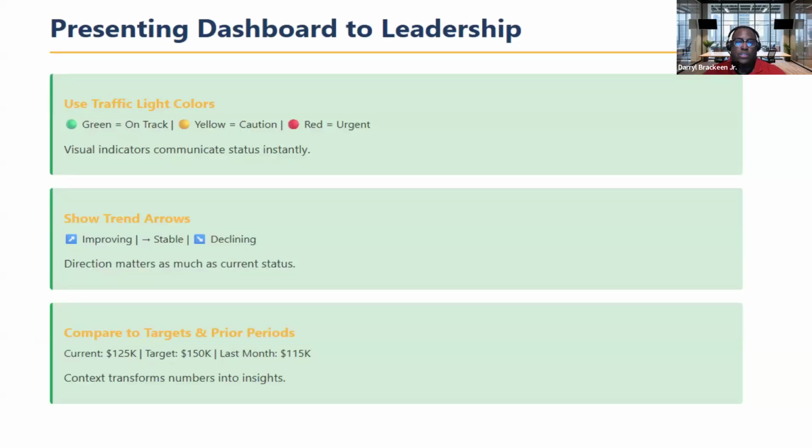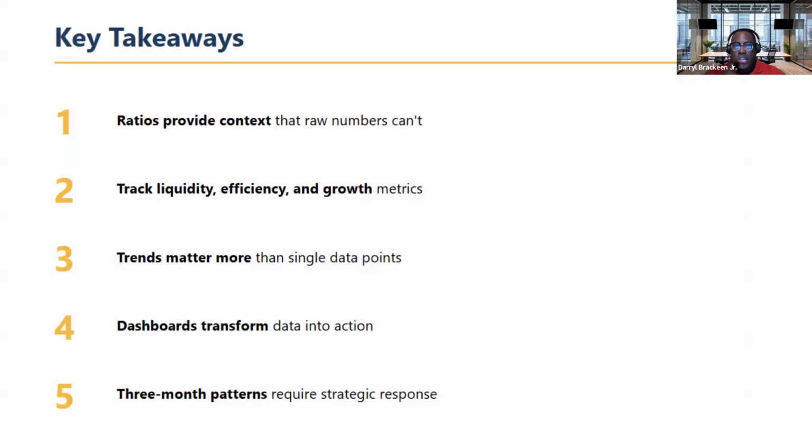in reviewing this information. So when you're presenting the dashboard to leadership, you need to use traffic light colors. Keep it simple. So visual indicators that communicate status instantly. So green, yellow, and red. Green being on track, yellow being caution, and red is urgent. And then, of course, you need to use arrows that's showing improving stability or the declining arrow, which means it's going in a bad direction. And then the last piece is comparing targets in prior periods, okay? And keeping the context will transform your numbers into clear insights.